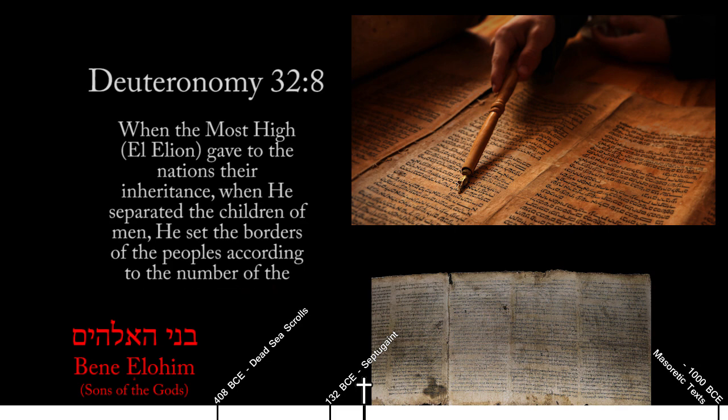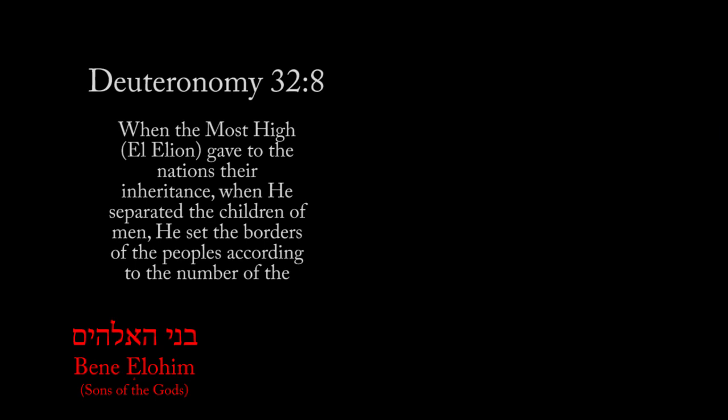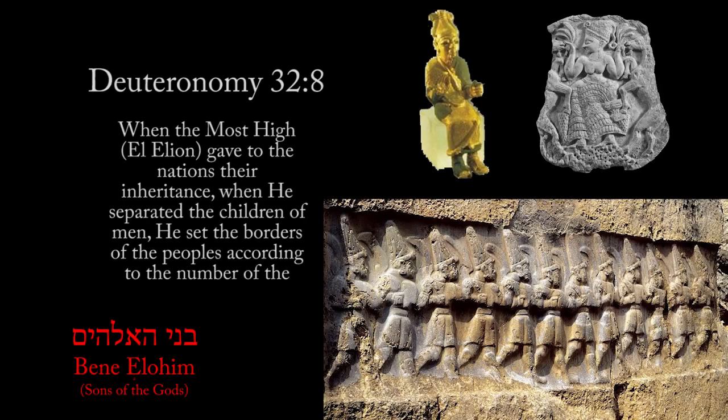Scholars and rabbis also agree that Deuteronomy 32:8 is referencing the table of nations in Genesis 10, of which there are 70. 70 Bene Elohim, or sons of Yahweh, who govern the nations of humanity. 70 sons of El and Asherah, who govern the nations of humanity. Same story elements, same country of origin, but the Canaanite religion is older.